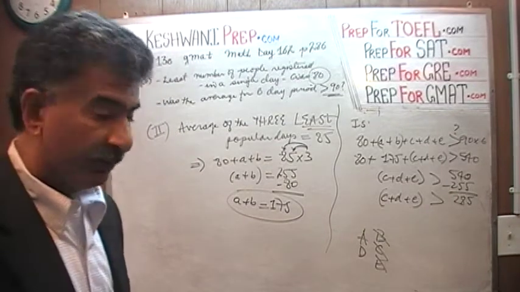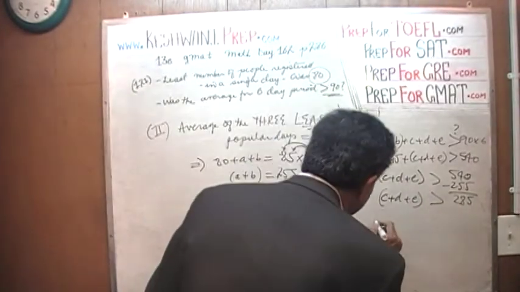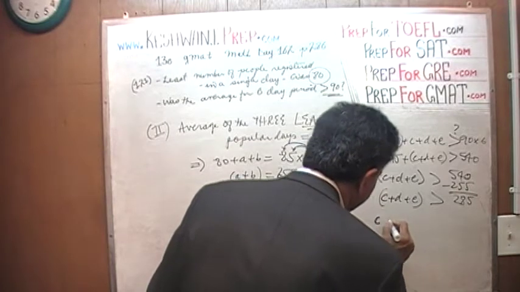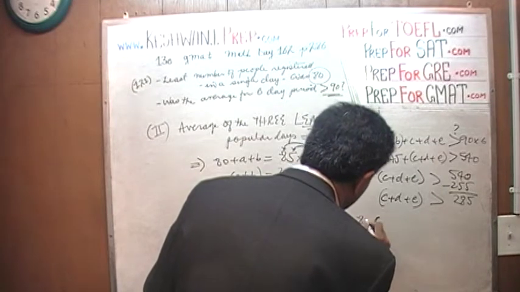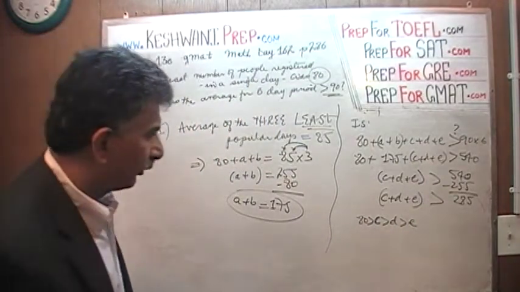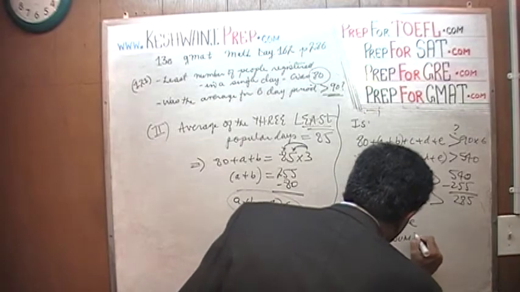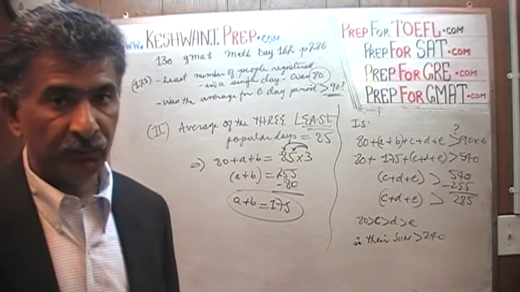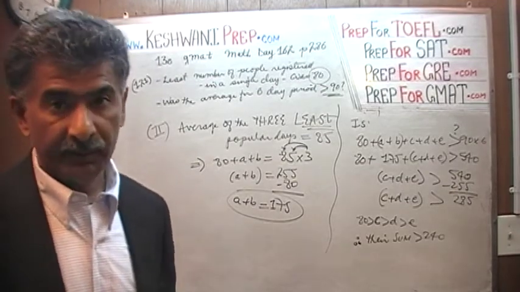The only thing that we know for a fact about C, D, and E is that they are all more than 80. C is more than 80, and D is more than 80, and E is more than 80. Therefore, their sum, we know for a fact, is more than 240. That's all we know. We know their sum is more than 240, but is it more than 285? We do not know that. There is no way to figure it out.